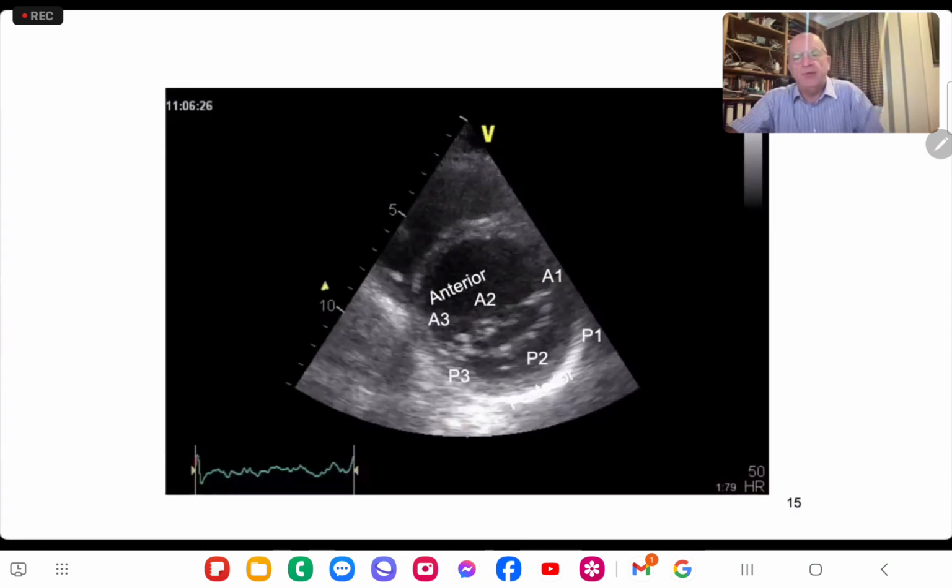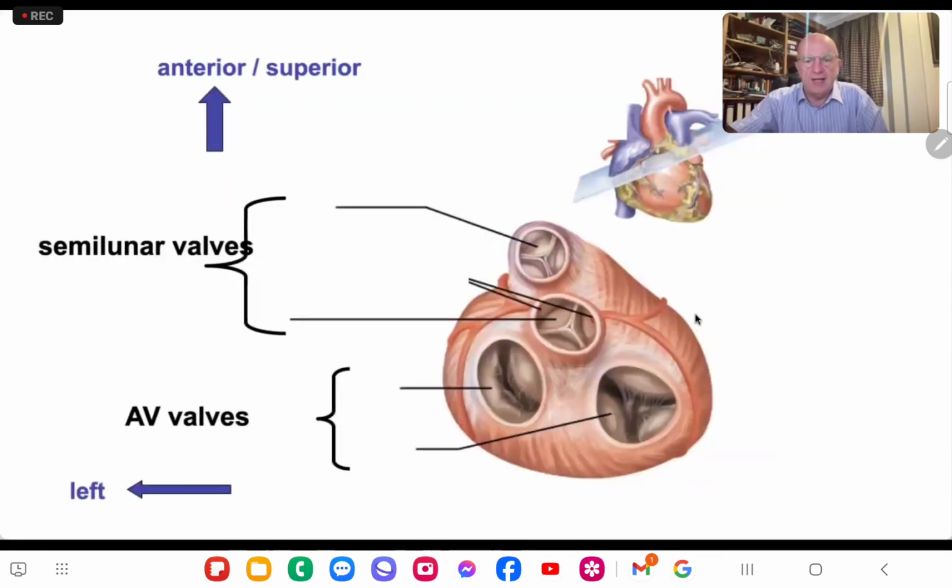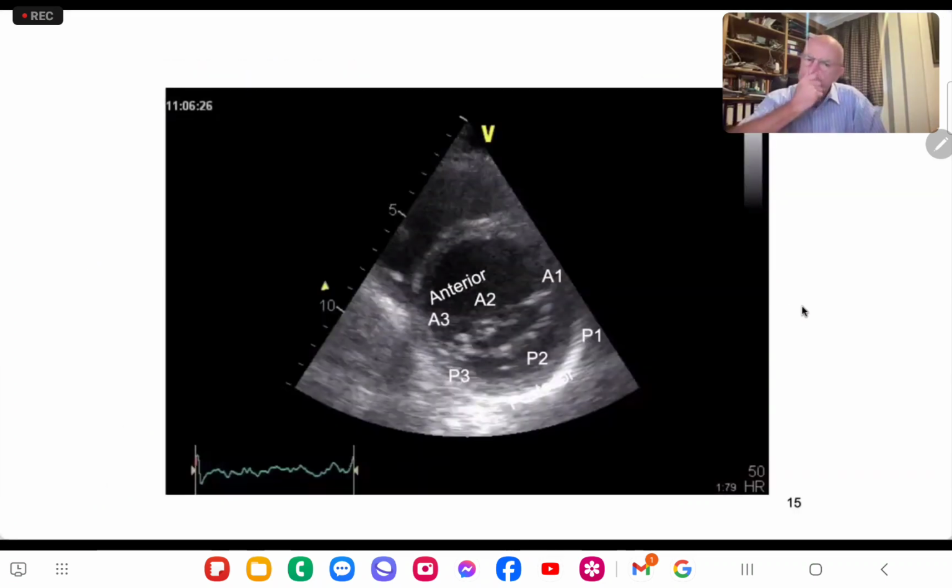And both in terms of the anatomy and also in terms of the echo. If you think about this, the echo image is clearly an echo image of the mitral valve, two leaflets, anterior and posterior leaflets. The anterior leaflet is the one nearest the probe, because the probe's in the front of the chest, so that must be anterior. And then the posterior leaflet is the other one.